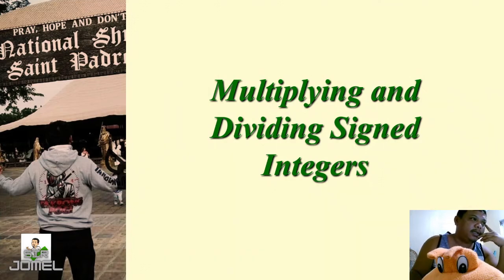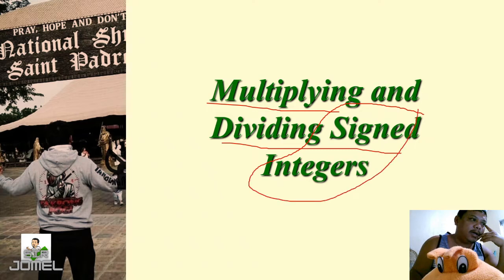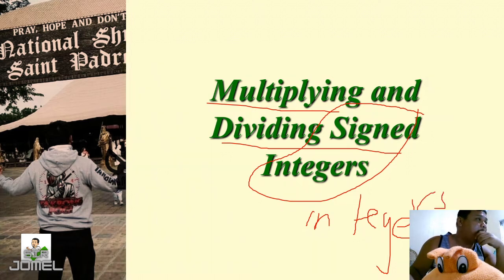So this time, magre-review muna tayo ng multiplying and dividing of numbers. Ano ha? So pag sinabi natin sa numbers, ito ay tinatawag natin yung integers. Ito yung tinatawag natin yung integers, wherein we have the positive and the negative numbers.